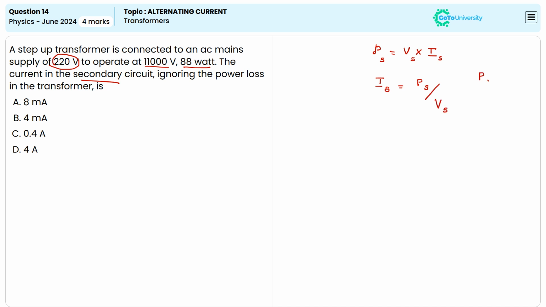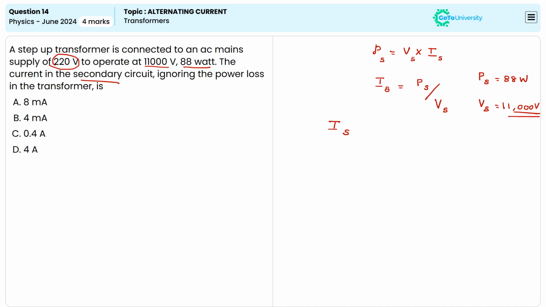So the power in a secondary coil is given as 88 watt, whereas the voltage in a secondary coil is given as 11,000 volt. So here we have to take the operating voltage of a transformer, not the voltage from a main source. So let us apply the values here.